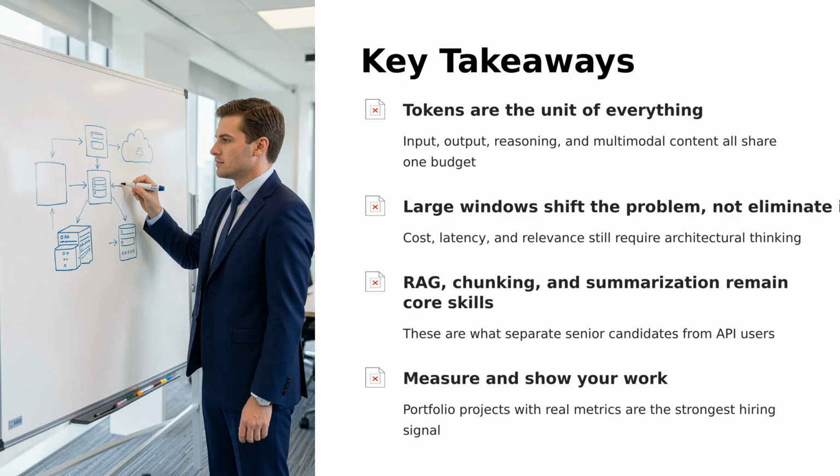Here are the key takeaways. Tokens are the core unit behind everything, and input, output, reasoning, and multimodal content all draw from the same budget. Bigger context windows help, but they don't remove the need for good system design. Cost, latency, and relevance still matter, which is why skills like RAG, chunking, and summarization remain essential. What really stands out in hiring is measuring results and showing real metrics in your portfolio work.